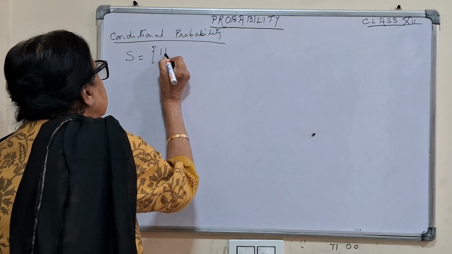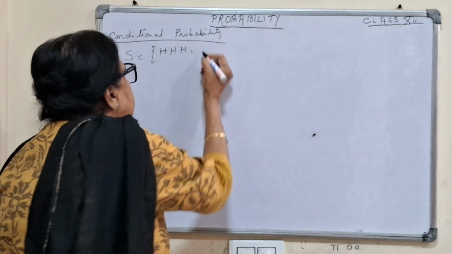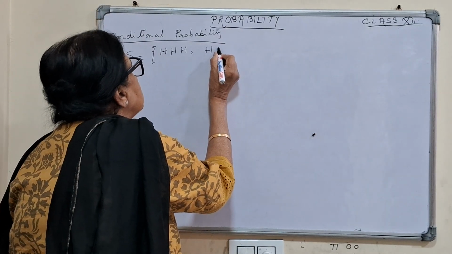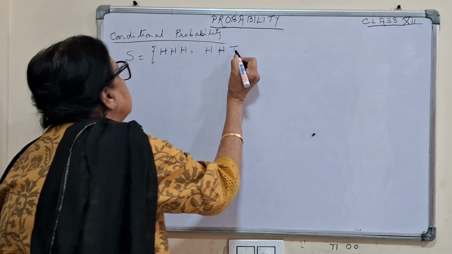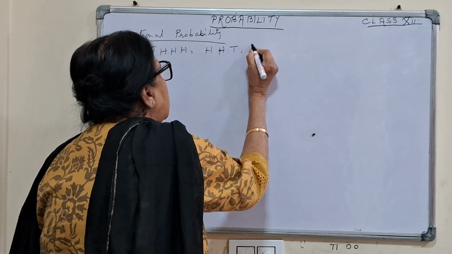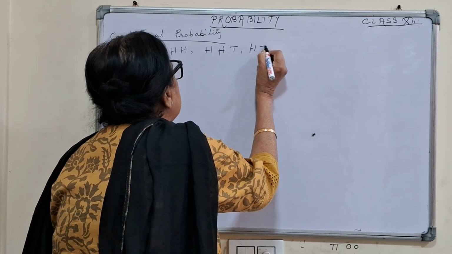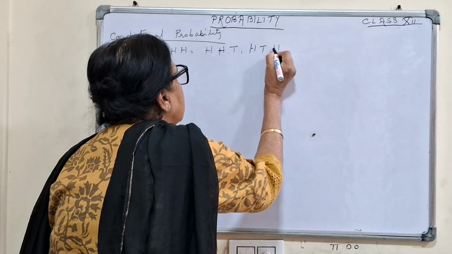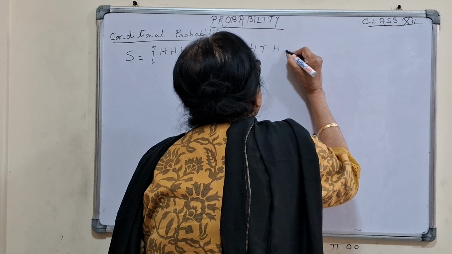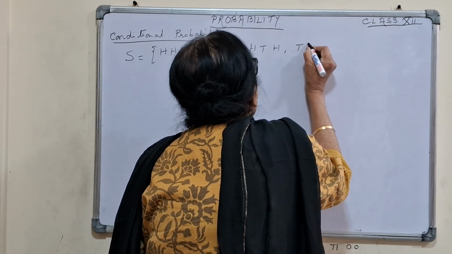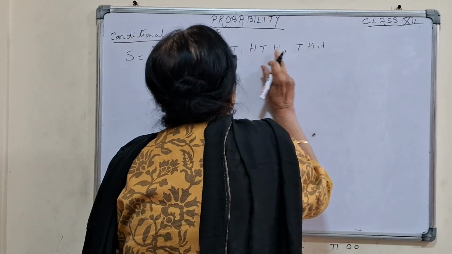S is equal to: first is head, head, head. Then head, head, tail. Then third is head, tail, head. Now, fourth is tail, head, head. 1, 2, 3, 4.